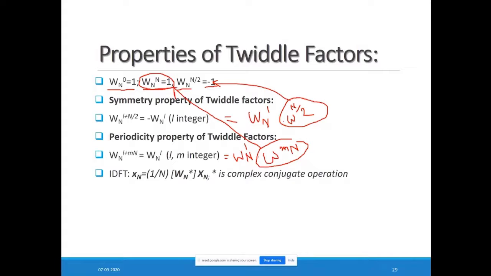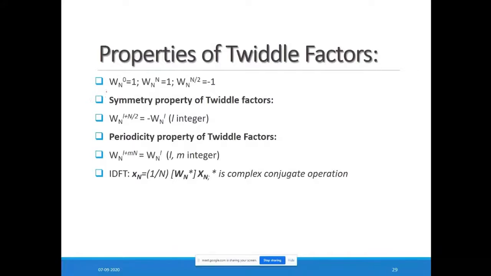So what we have written: omega n raised to L plus mn is equal to omega suffix n raised to L, where L and m are both integers. Here this term is replaced with 1, so your answer is omega n raised to L. This is the periodicity property of the twiddle factor. Hope all of you are clear. Anybody have any doubt regarding this?